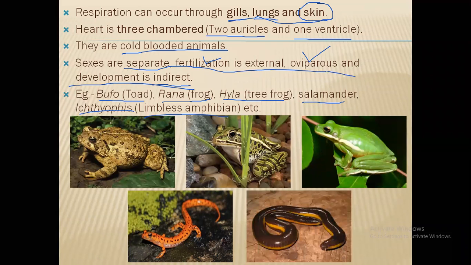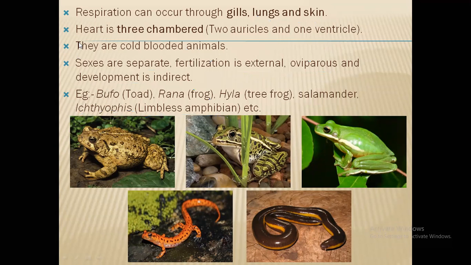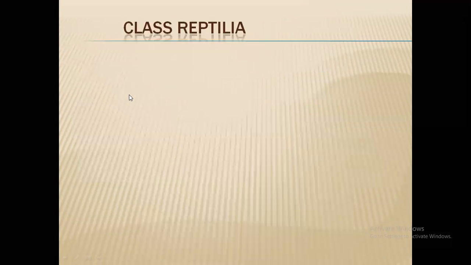And the last one, as I was telling you, ichthyophis. Ichthyophis, it is the limbless amphibian. It does not have any limbs. Hands, legs नहीं होते. Looks like a snake, but it is an amphibian. This was the first of the 4 classes from Tetrapoda. The second class of Tetrapoda is Reptilia.